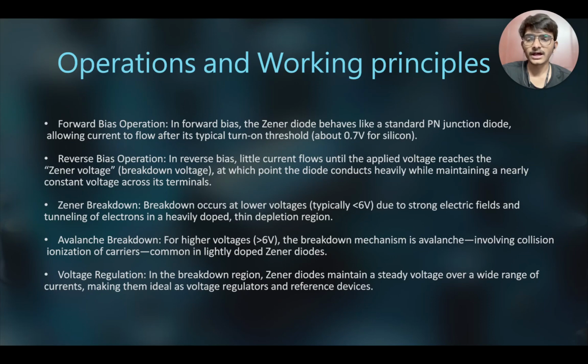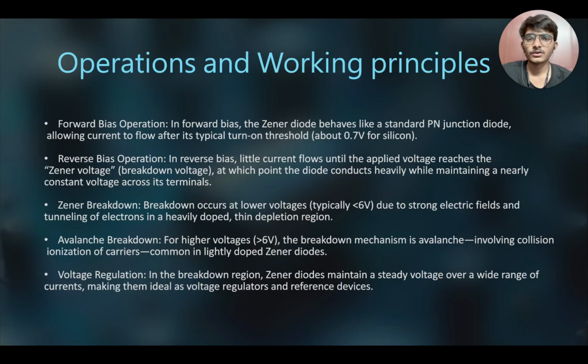We will discuss avalanche breakdown. This avalanche breakdown is quite opposite to Zener breakdown. It happens at a voltage higher than 6 volts, and this breakdown mechanism is due to the collision ionization of carriers. This is very common in lightly doped Zener diodes.